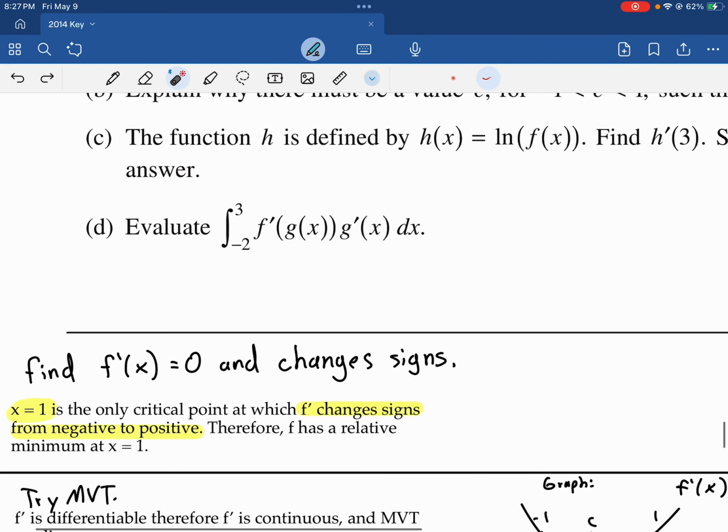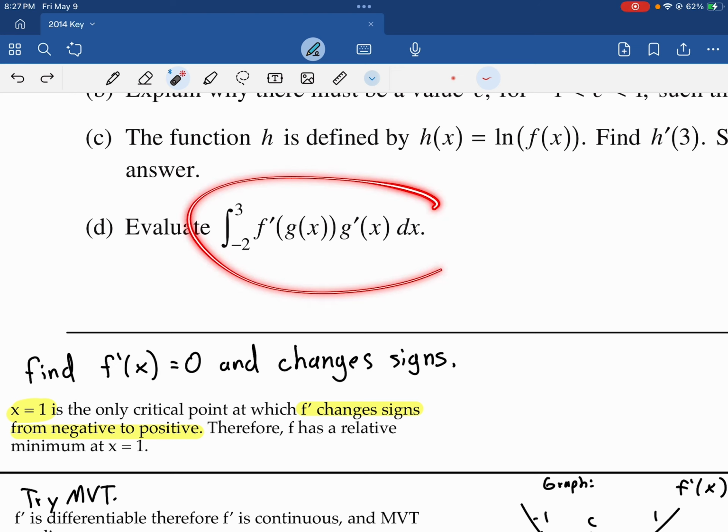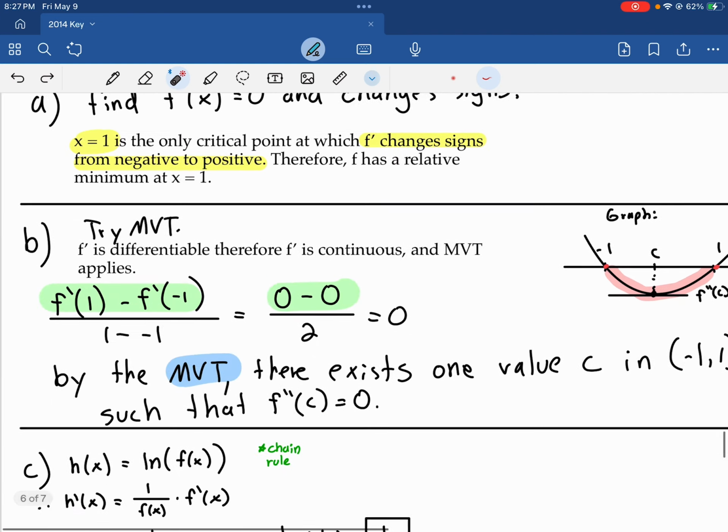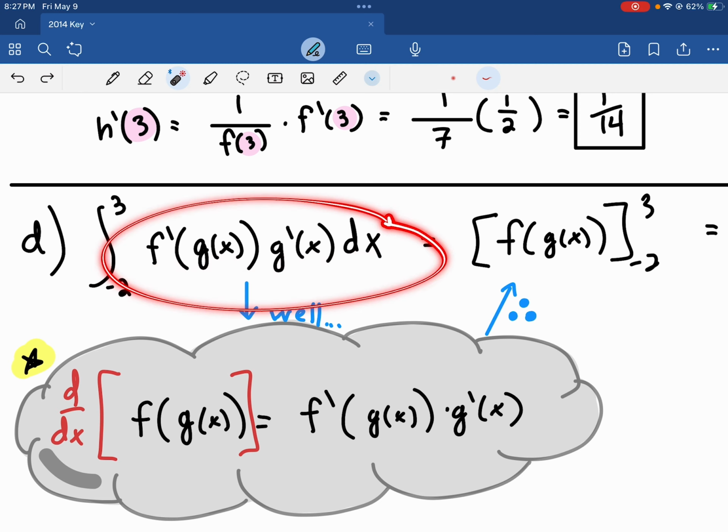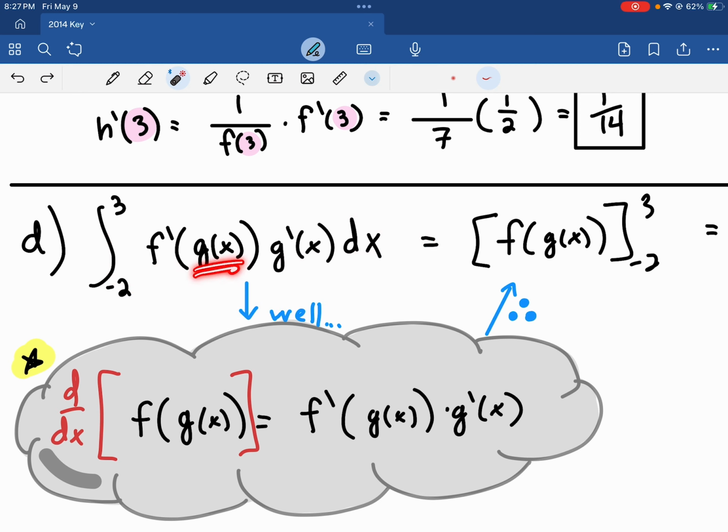D is the last one, and it's a bit tricky, and you have to think outside the box a little bit. Evaluate this monstrosity. Okay, let's just write this and stare at it for a bit. The integral from -2 to 3 of f prime of g of x times g prime of x dx. This looks so familiar. In fact, with g being on the inside and its derivative being on the outside, it looks like some sort of chain rule happened to get this. So my question is, well, let's think how this came about.